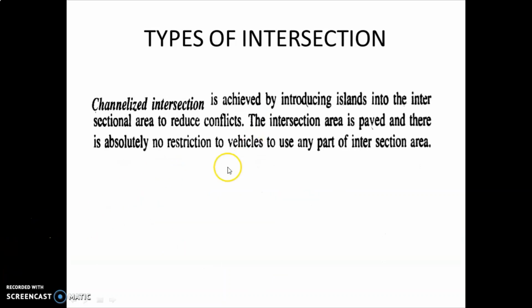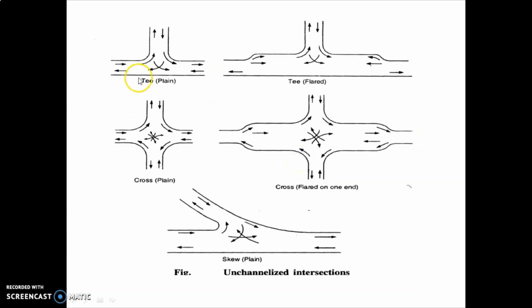Okay, now we are discussing channelized intersection. Channelized intersection is achieved by introducing islands into the intersectional area to reduce the conflicts, and the intersectional area is paved and there is absolutely no restriction for vehicles to use any part of the intersection area. It is called channelized. You can see this T, then this T flared. This is the plain one, and this is the cross plain, and this is the cross flared on one end, and this is, you can say, the skew type. So these all are examples of unchannelized intersection.